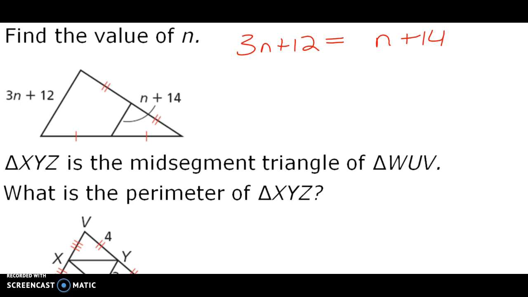But we do know something about them. How many of these would it take to fill this? 2 of them. So what we need to do is we need to multiply n plus 14 times 2. Go ahead and write that down. Not hard, but it's something you have to remember. It would take 2 n plus 14s to be as big as 3n plus 12, right?